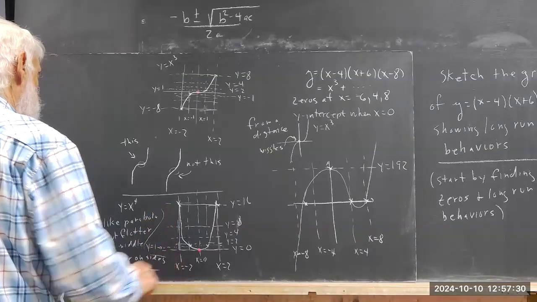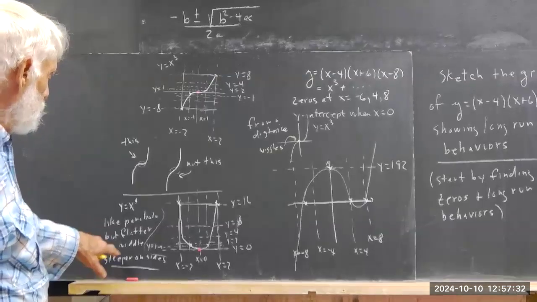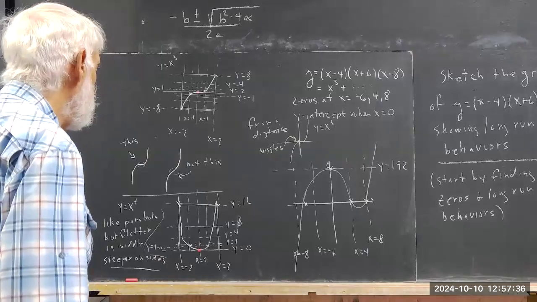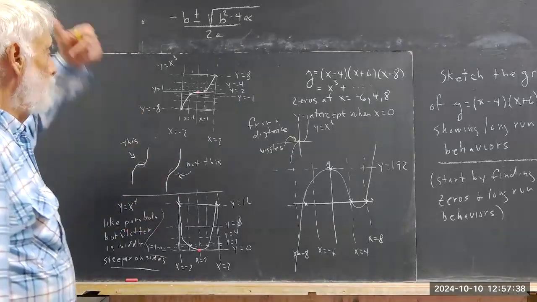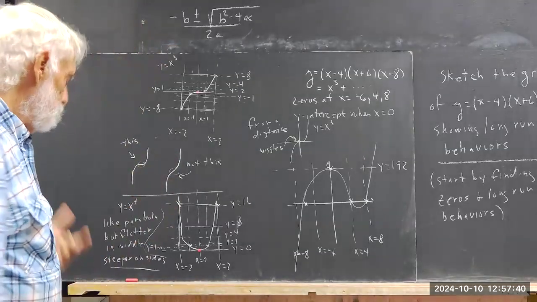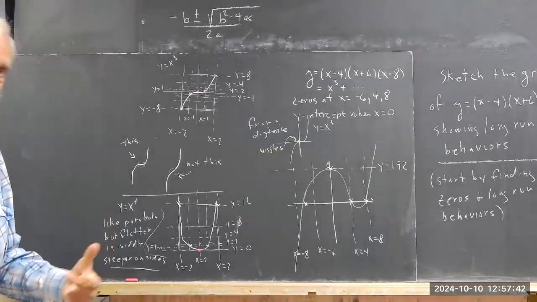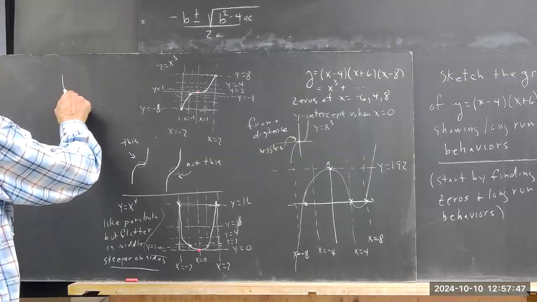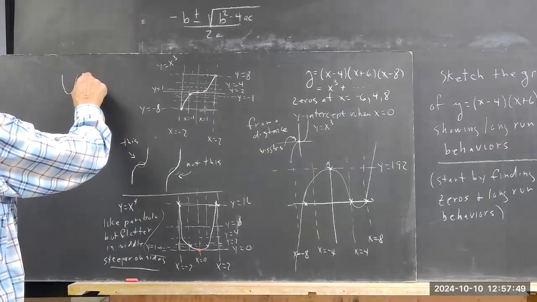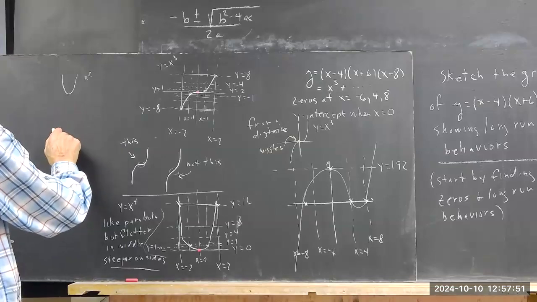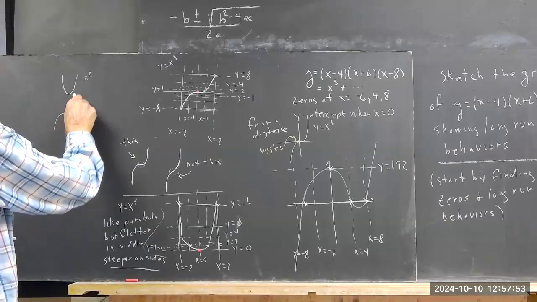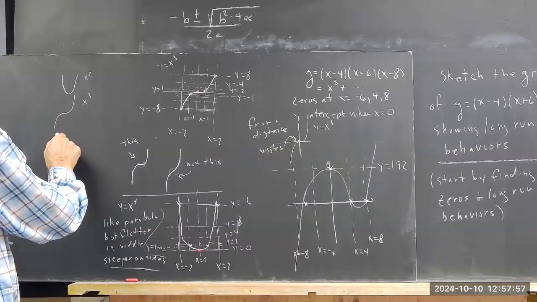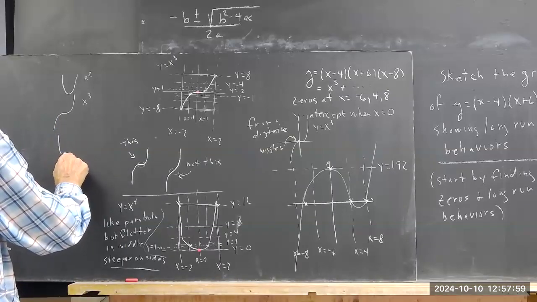I don't know if you can read that, but it says like a parabola, but flatter in the middle, steeper on the sides. If you do the power functions, y equals x squared, x cubed, x to the fourth, the sequence looks like this. So here's your x squared. Here's your x cubed. Here's your x to the fourth.